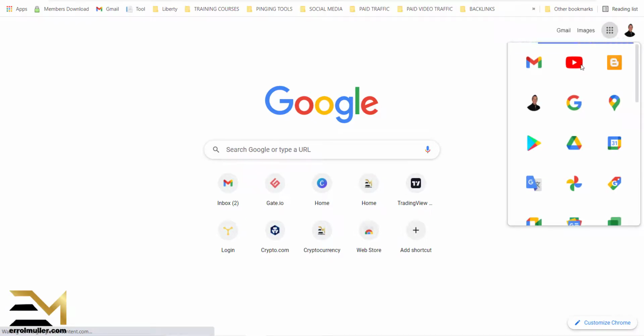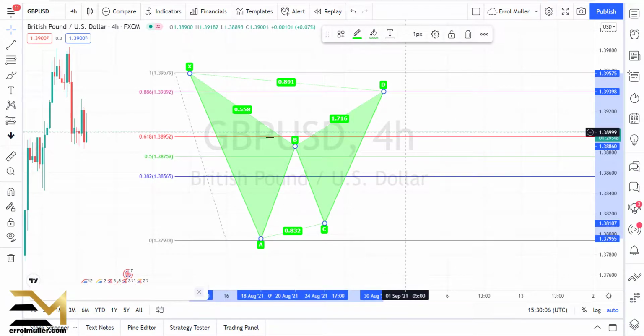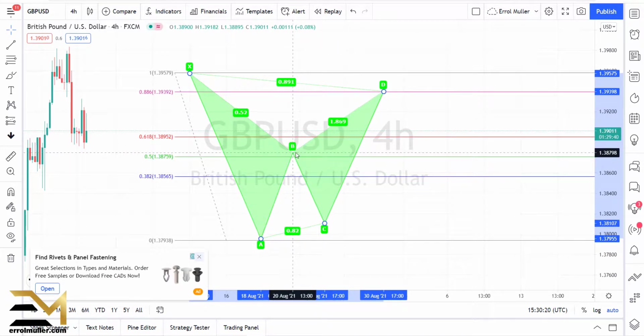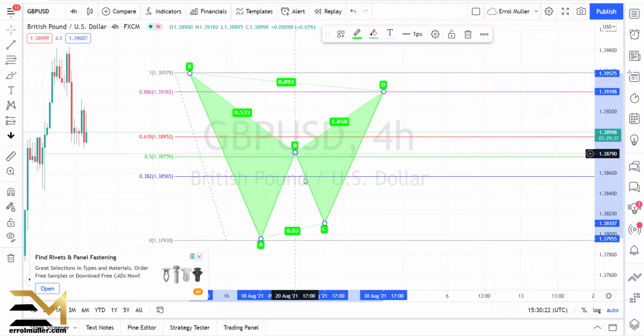Now, I'm just opening up a new tab quickly because there's something that I'm also going to share with you. So back to this bat pattern, what I want to show you is, this is your X to A leg, and then your A to B, it's marked clearly. It is above the 50%, which is perfect for me. And then the B to C, and then the C to D leg, which is right at the 886.